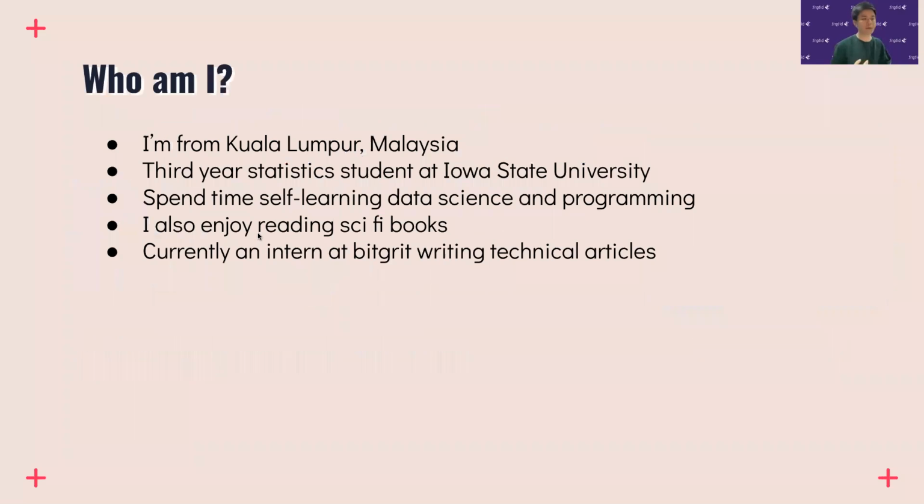So my name is Benedict Neo, but you can call me Ben. I'm from Kuala Lumpur, Malaysia. I'm a third-year statistics student at Ohio State University. I love spending my time self-learning data science and programming, and I also really enjoy reading sci-fi books. Currently, I'm an intern at bitgrit, where I'm responsible for writing technical articles.